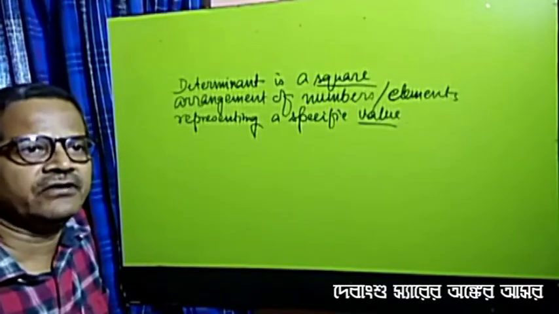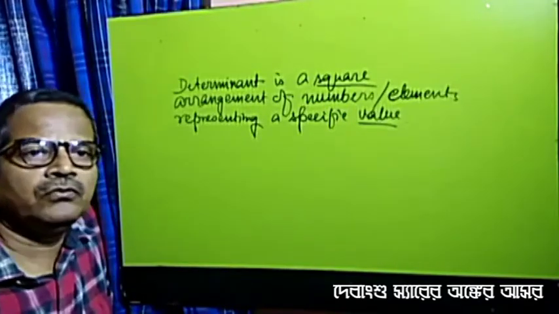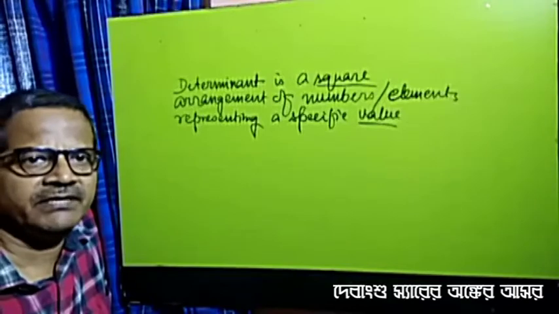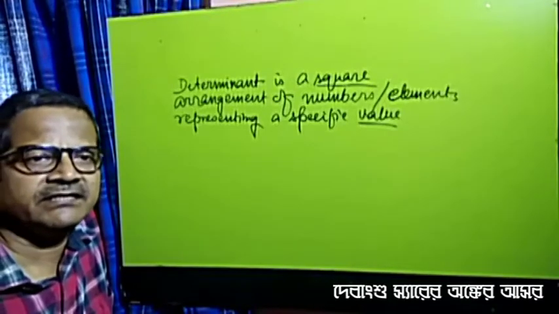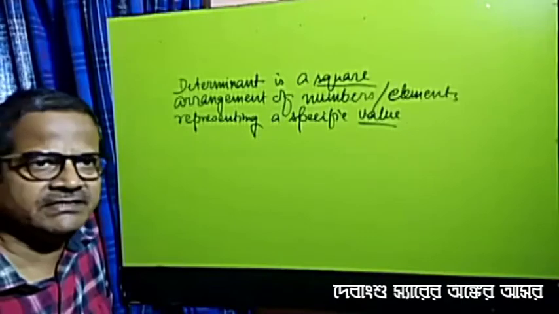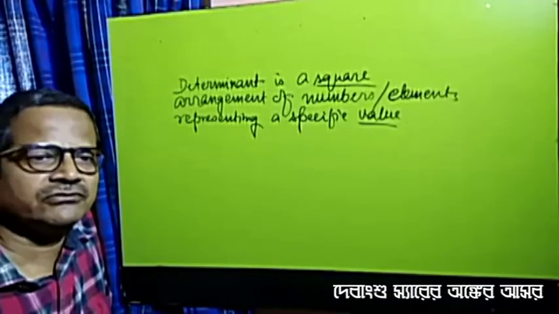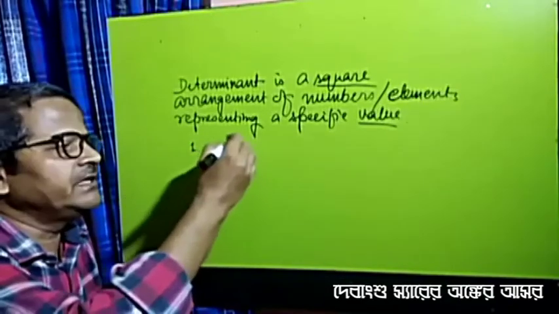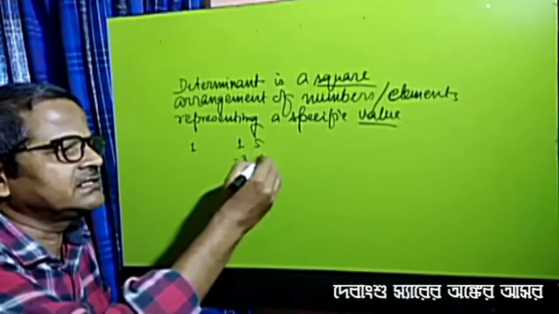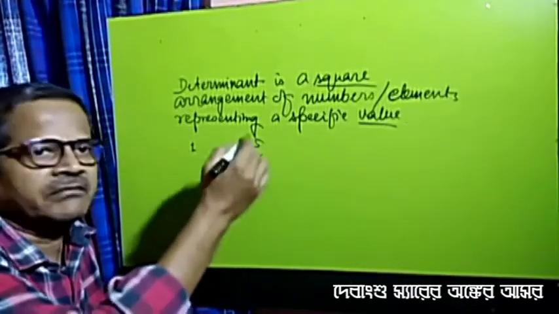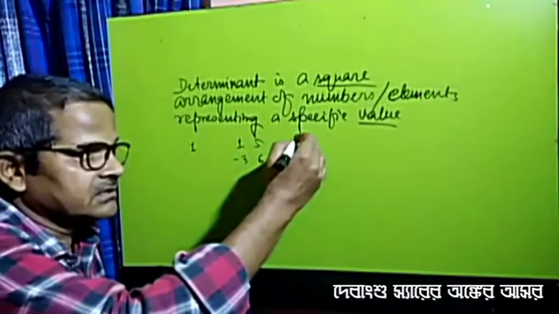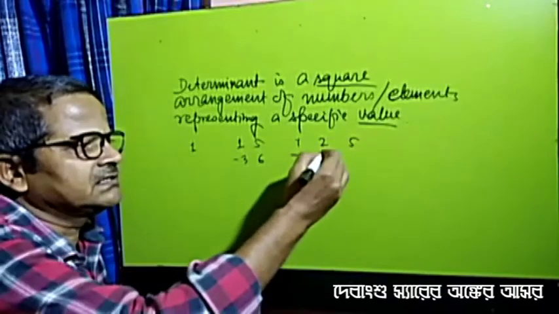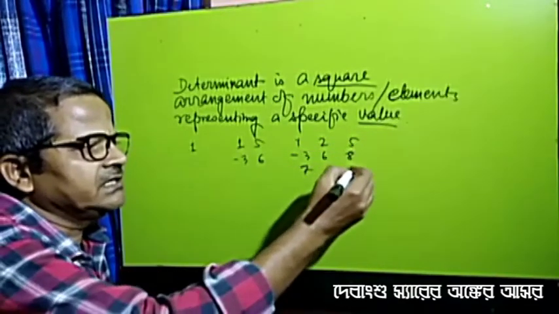And we know that for any square arrangement, we need a square number of elements. That is 1 element, 4 elements, 9 elements, 16 elements, 25 elements. That is n square elements. So when it is 1, we represent it this way. With 4 elements, say 1, 5, minus 3, 6, it is a square arrangement, as the number of rows and columns are equal. Say 9 elements: 1, 2, 5, minus 3, 6, 8, 7, 2, minus 3.